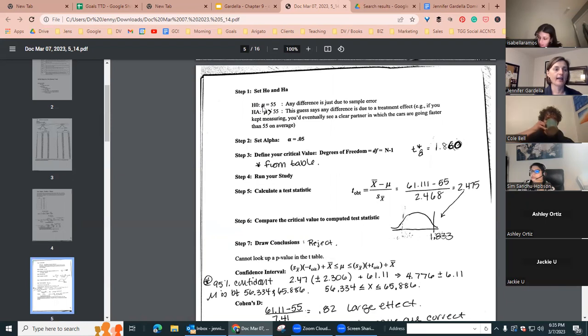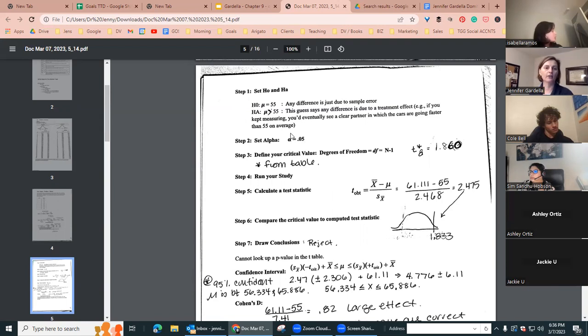Okay, so H sub 0, mu equals 55. There isn't any difference. Any difference that we see is just due to error. There's no difference between our group and what the government says the average speed is. H sub A is what the crazy mom believes. She believes that the car speeding by her house is going greater than 55. So in other studies, any difference is due to treatment, meaning you've got something. Your group is different. Then we set alpha. So here we just set it at alpha equals 0.05.